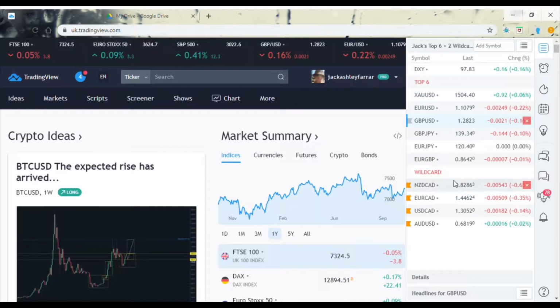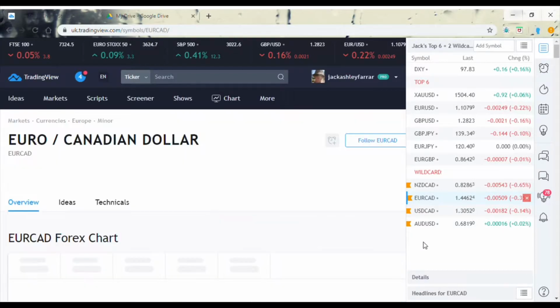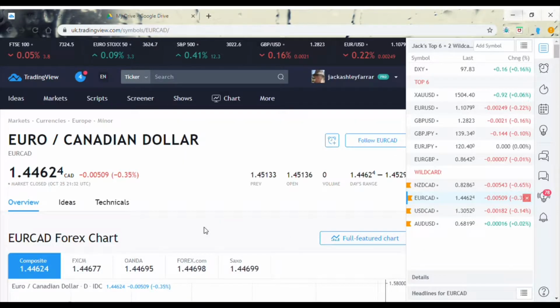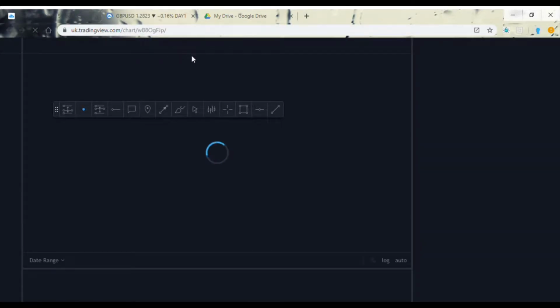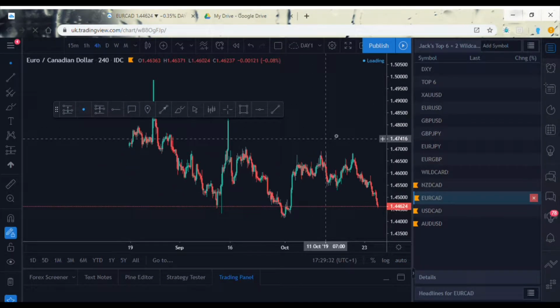Also, these wild cards at the bottom, Kiwi card, Euro card, Dollar card and Aussie dollar, I won't be covering them in this video because these pairs simply need a bit more development, and if you want to see some breakdowns of them, maybe check out my Instagram and I'll probably do that sometime later this week.